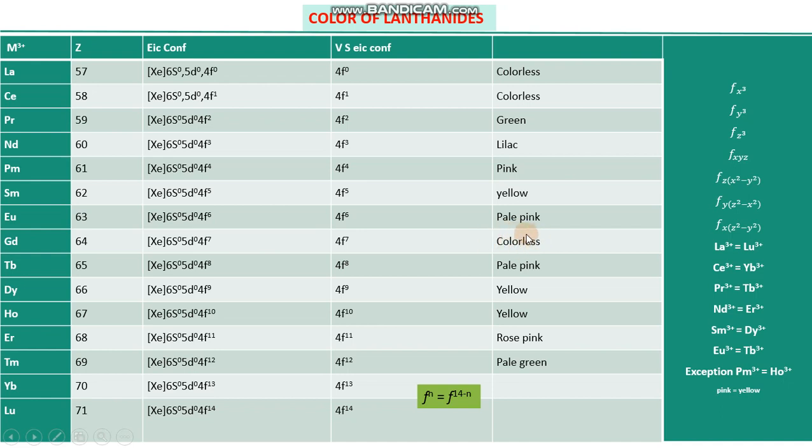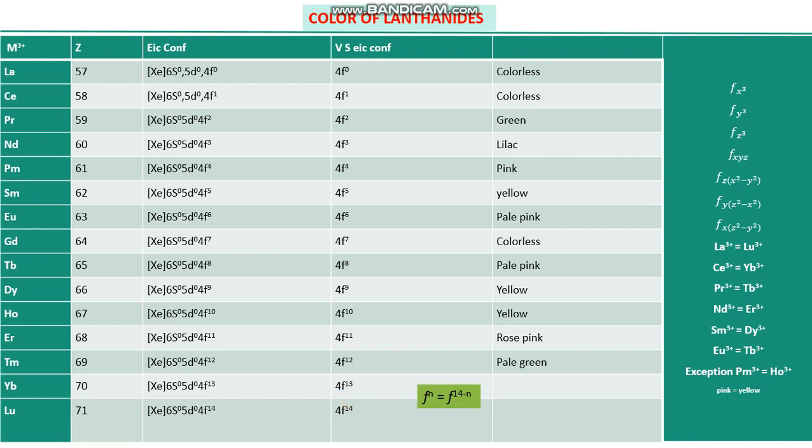Now why is this colorless? As we have discussed, we will explain certain characteristics of lanthanide elements for f7, f0, and f14 systems. You should bear in mind that the f0, f7, and f14 systems should either violate certain rules or should have some anomalies in the series.